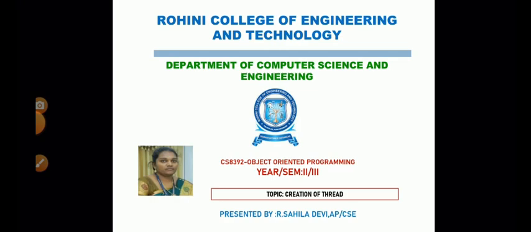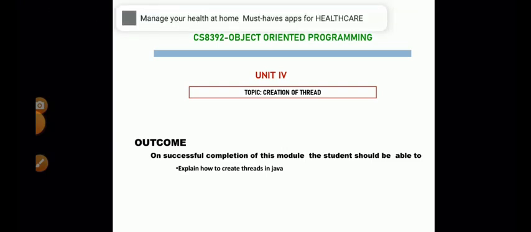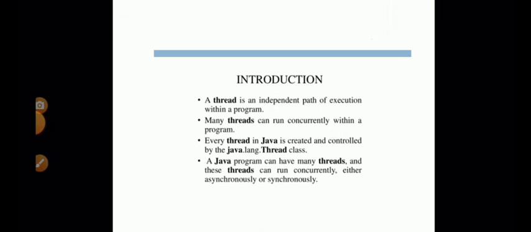Today we are going to discuss the subject CS8392 Object Oriented Programming. In Unit 4, we are going to discuss the creation of threads. The outcome is that on successful completion of this module, the student should be able to explain how to create threads in Java.